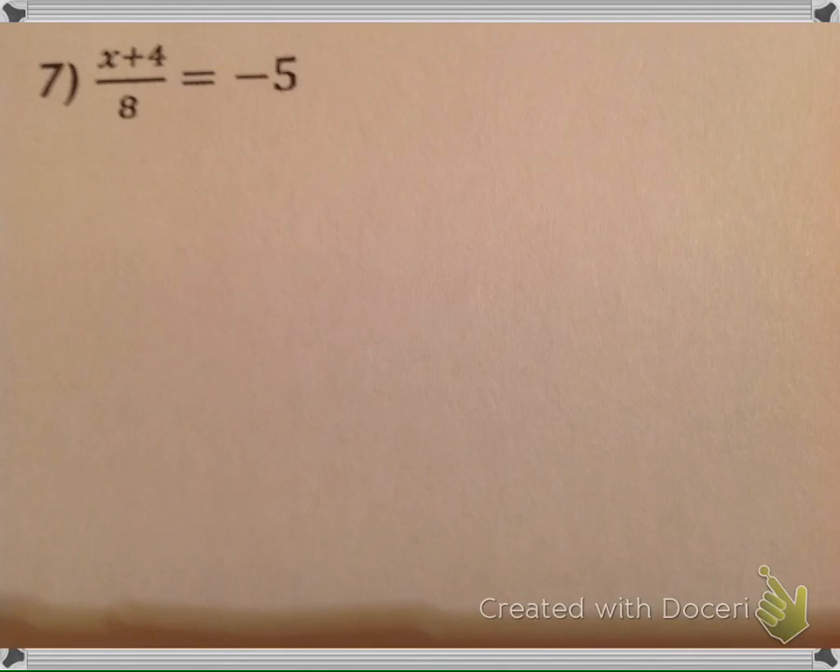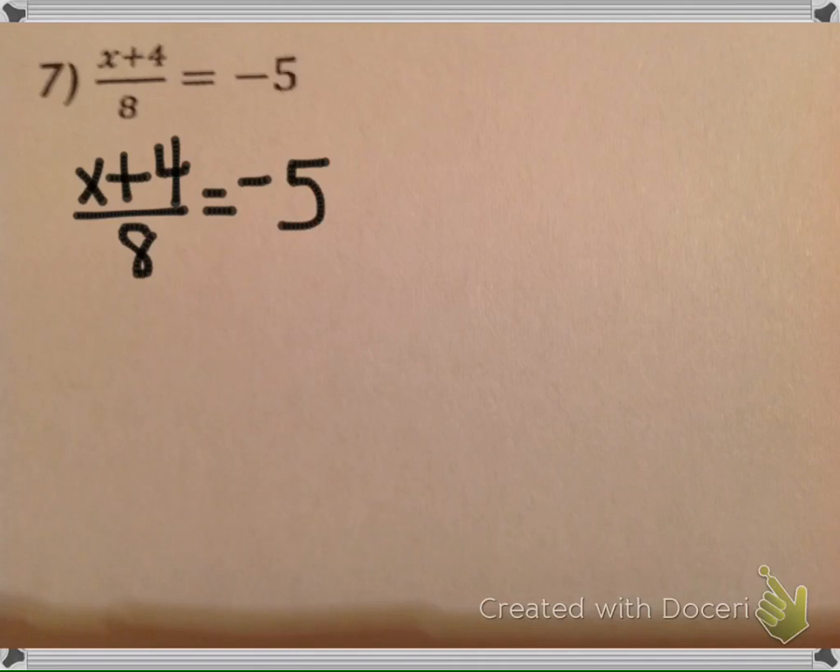Okay, for number 7, I have x plus 4 over 8 equals -5. Okay, and these are confusing. I remember when I told you that you could also think of this division bar as a parenthesis. So you could put this in like a parenthesis.